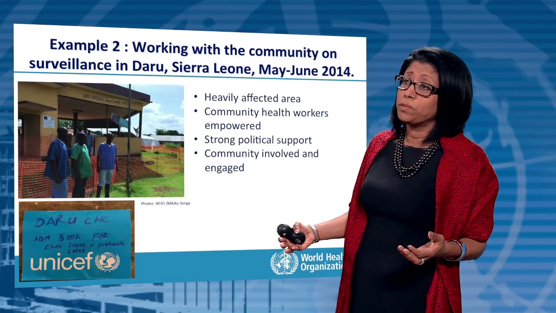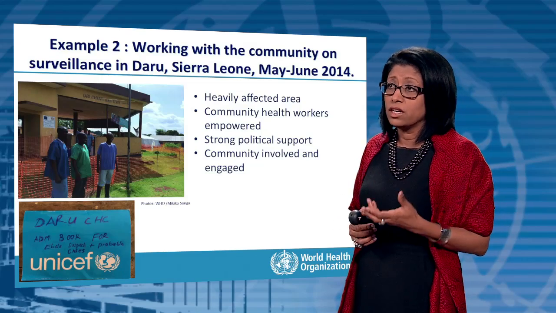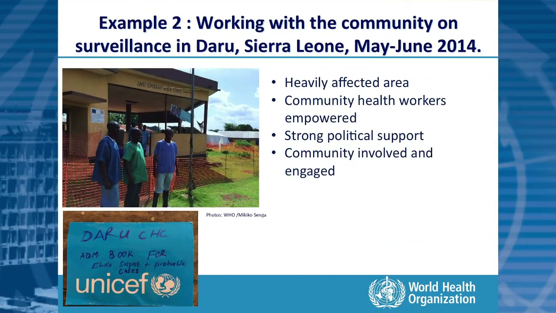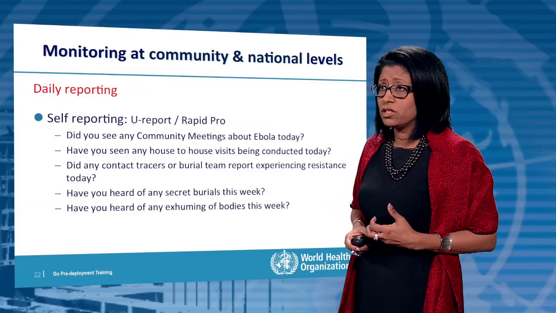The second example was the opposite. This is a good example, a positive example of working with community on surveillance in Daru in Sierra Leone, between May, June 2014. This was a really intense area of transmission, but here we were able to empower the community health workers, provide strong political support, engage community right at the beginning, community volunteers trained and supporters, WHO clinicians visiting every day, surveillance teams, contact tracing, really, really working with community. And the result was very, very positive.